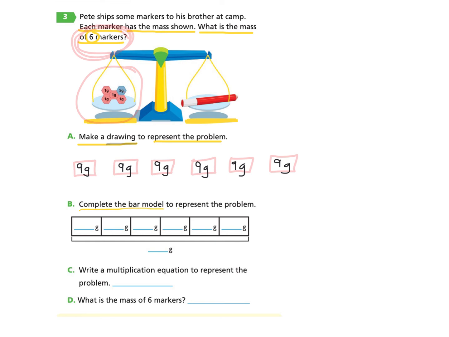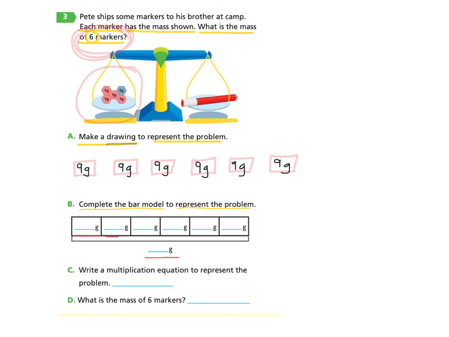Now let's take a look at part B. Complete the bar model to represent the problem. If you would like to pause and try this part on your own, you may do so or follow along with me. I notice that the bar model is looking for the total of markers, and they have made what I did, they just put them all together.